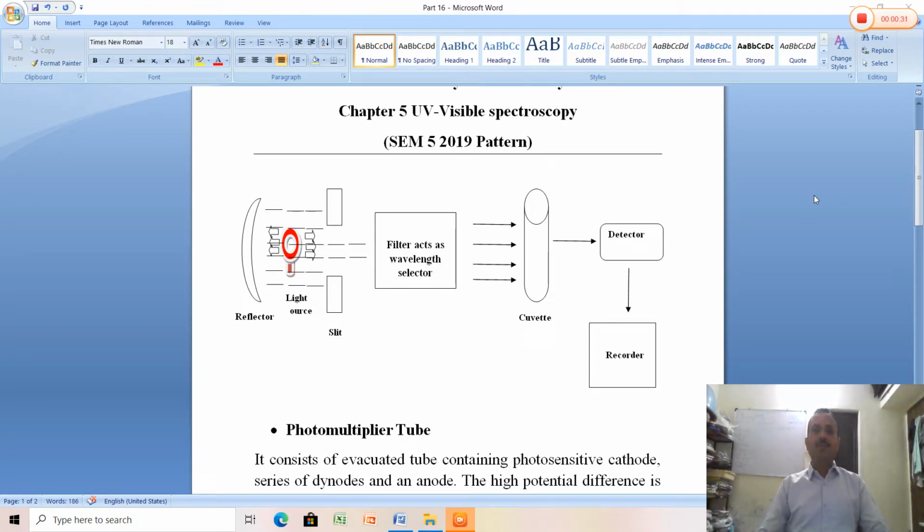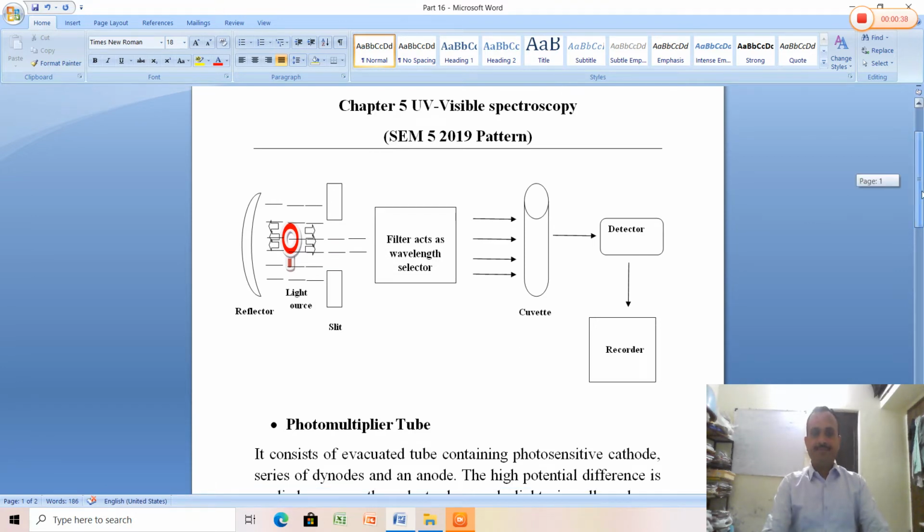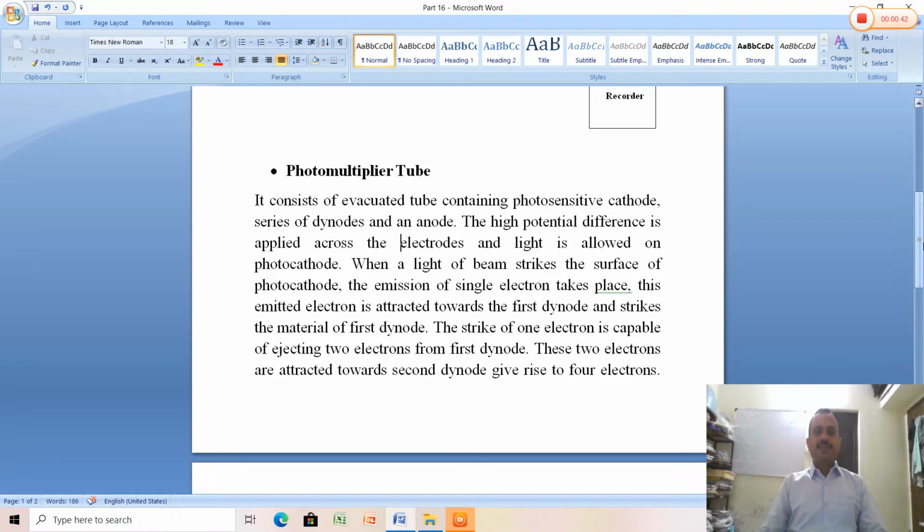What is the principle? Photons are multiplied with the help of anode, cathode and a series of diodes. Now we will see, it consists of an evacuated tube containing a photosensitive cathode, a series of diodes and an anode. In the photomultiplier tube, three things are present: one is the anode, another is the cathode, and the third is a series of diodes. That means it is more than two diodes. The photosensitive cathode is made from photosensitive material. A high potential difference is applied across the electrodes. Electrodes means cathode and anode, these are the two electrodes.